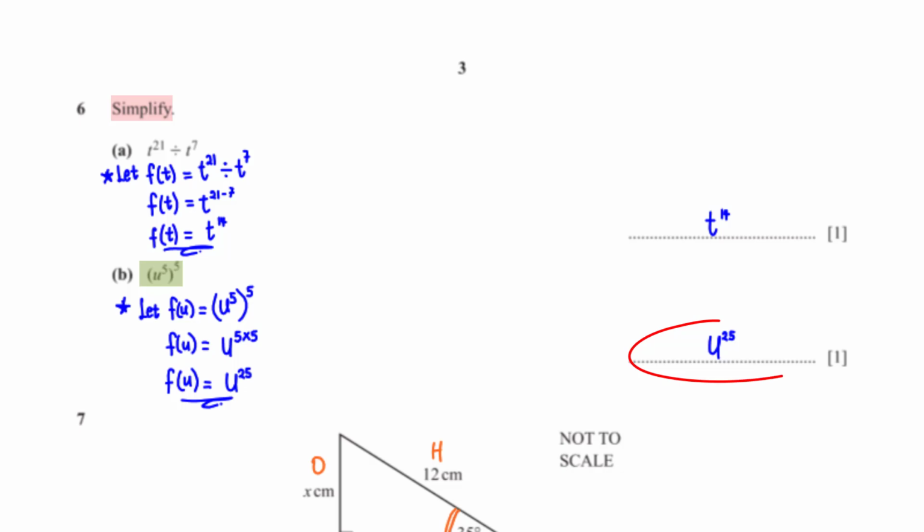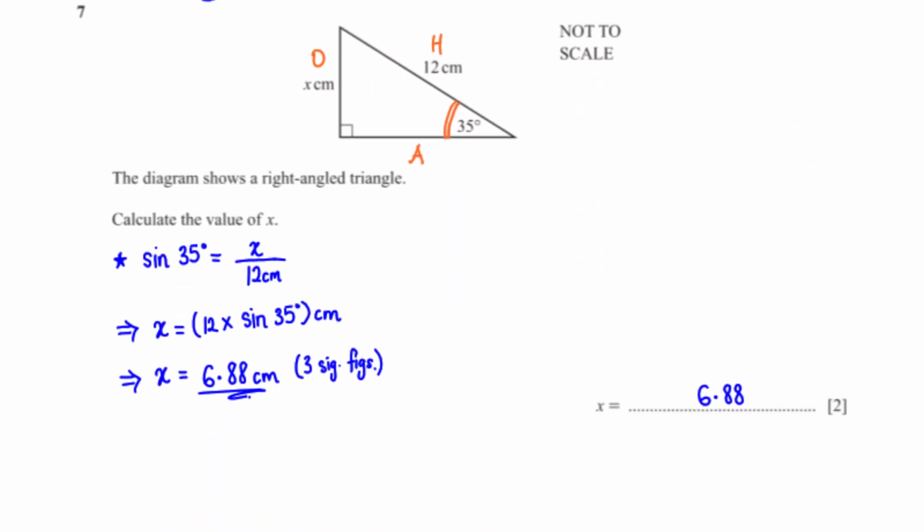The diagram shows a right-angled triangle. Calculate the value of x. So we have a right-angled triangle and we are asked to find the value of x. So we apply SOHCAHTOA in this case, and we have sine 35 degrees equals x over 12 centimeters. And when we make x the subject of the formula, we get 12 sine 35 degrees centimeters. And by typing this into the calculator, we get 6.88 centimeters correct to 3 significant figures.